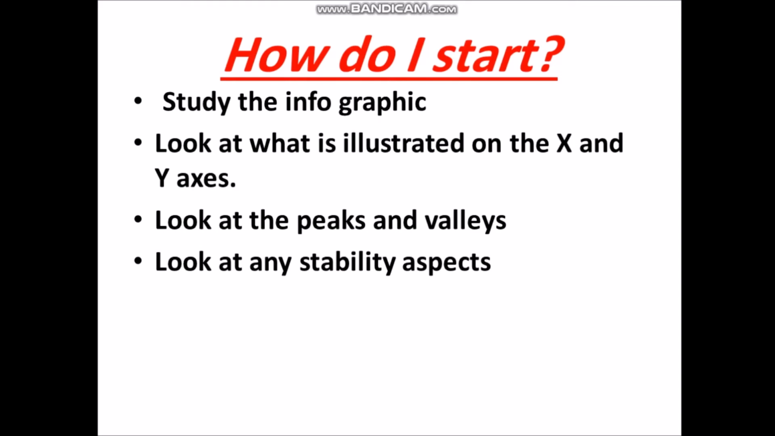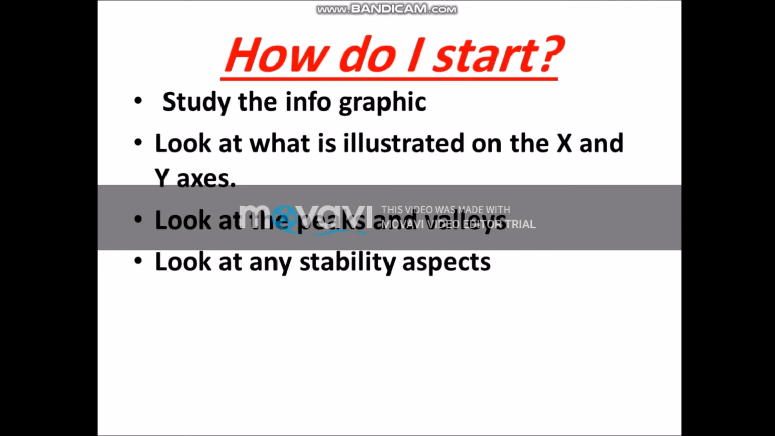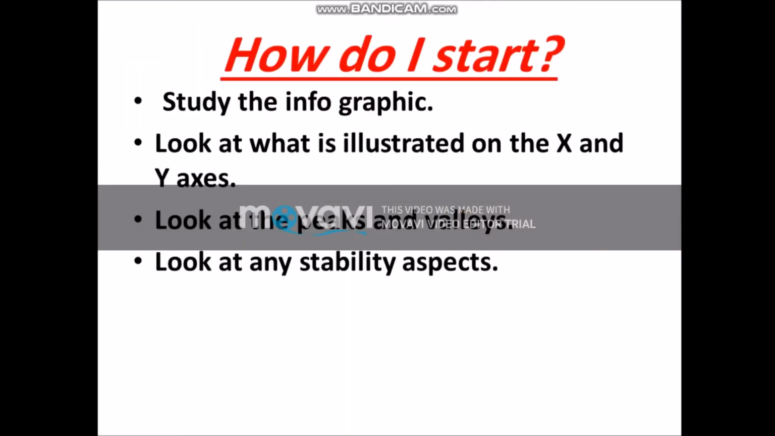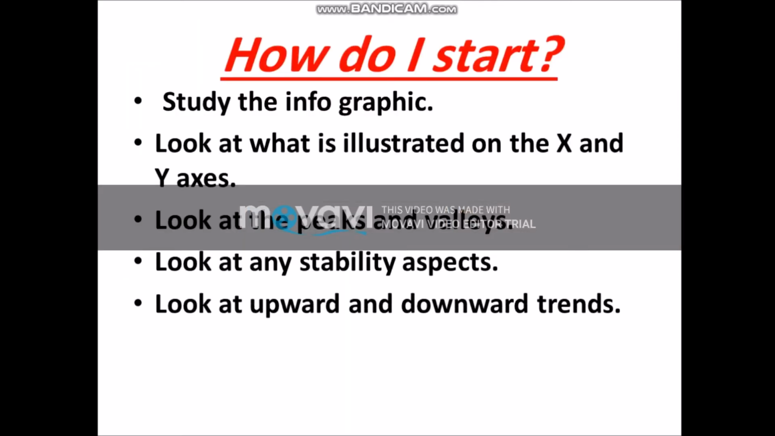We do have to look at any stability aspects. A stability aspect, this is where there is no rise, there is no fall. It's flat, it's stable. For example, the numbers of elephants in Laos were stable in both years. Here it is. Another thing you need to look for is upward and downward trends.